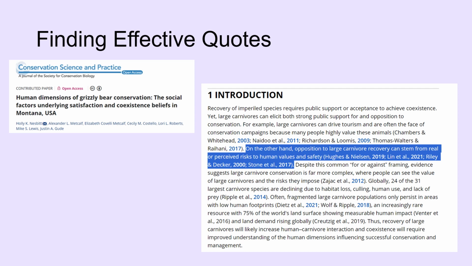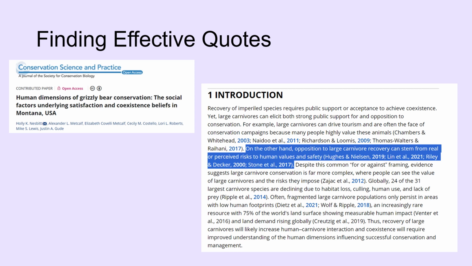One thing that you may be tempted to do when looking at your articles is to quote from the introduction. Again, it's a great introduction to the topic, so you might find a really useful quote to justify your argument. In this case, we have, "On the other hand, opposition to large carnivore recovery can stem from real or perceived risk to human values and safety." I might find that really contributes to my argument and I want to use it.